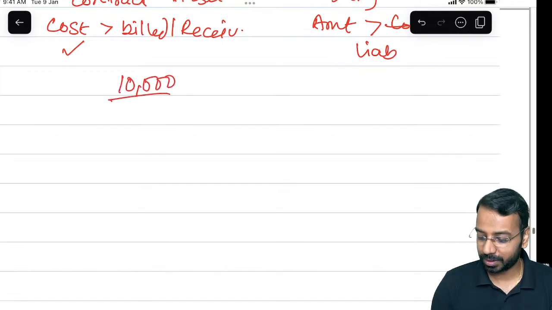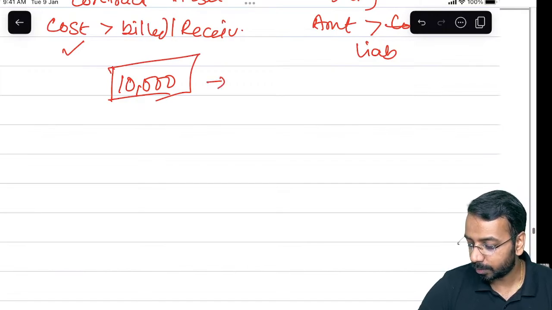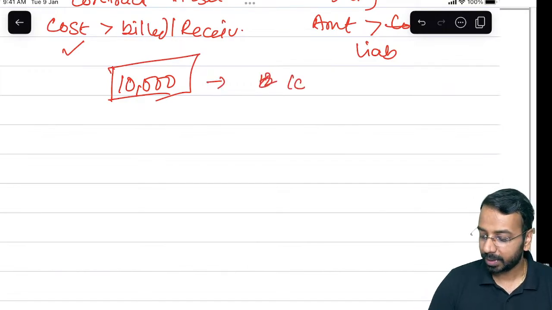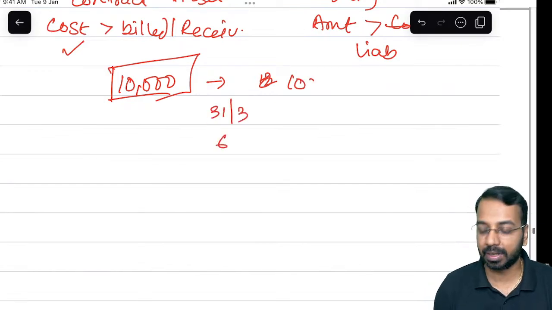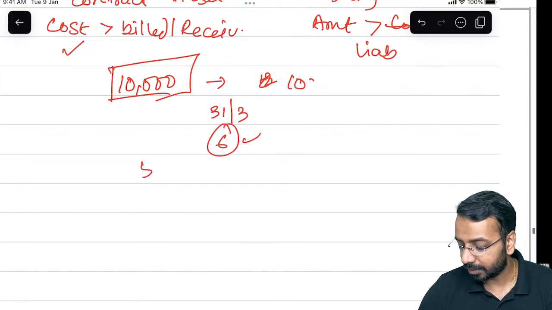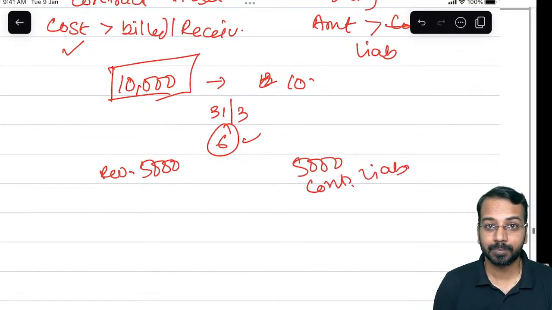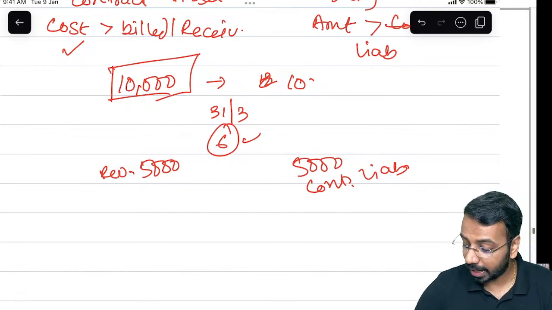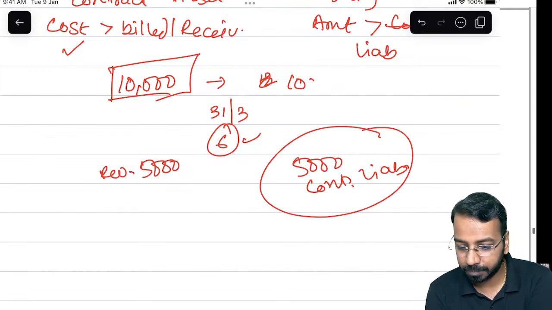Initially, there was an idea. I'll collect 10,000 from each one of you. If I collect 10,000 from each of you and say I'll provide services for 12 months, and on 31st of March 6 months are completed and 6 months are left, then 5,000 is my revenue and 5,000 is my contract liability, because I have received the money in advance. That balance 5,000 received in advance will be called a contract liability.